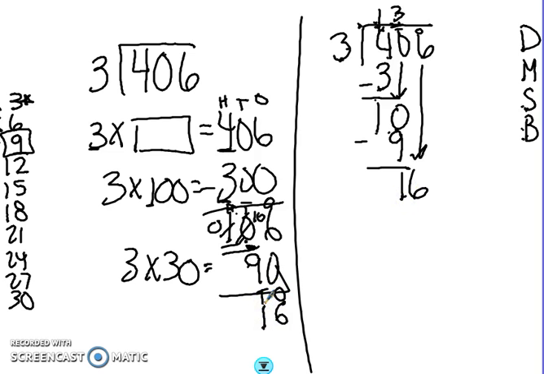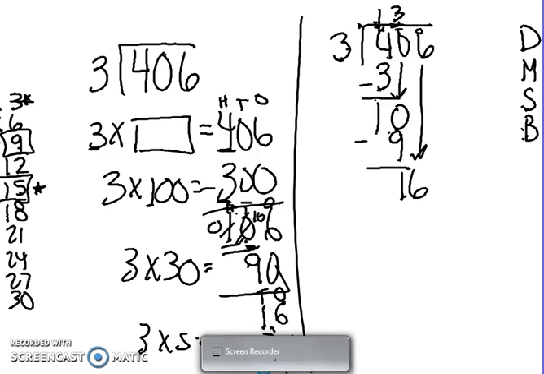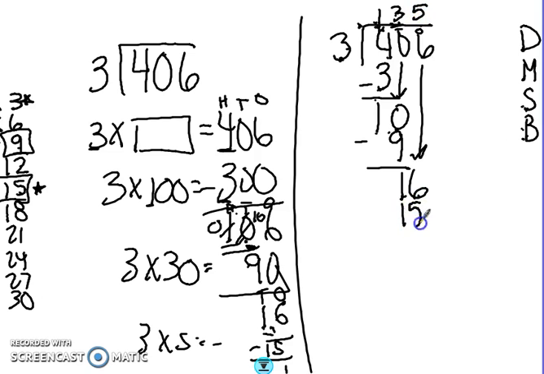So 1s and 10s. Can I share 1 10 with 3 cones? No. Can I share 16 1s with 3 cones? Sure. Closest I can get without going over is right here. That's 1, 2, 3, 4, 5. So I do 3 times 5 equals 15. I subtract and I get 1. So I come over here. 3 times what number gets closest to 16? Well, 3 times 5 is 15. I subtract and I get 1. 1 is smaller than my divisor, so 1 is my remainder. So I got 135 remainder 1.